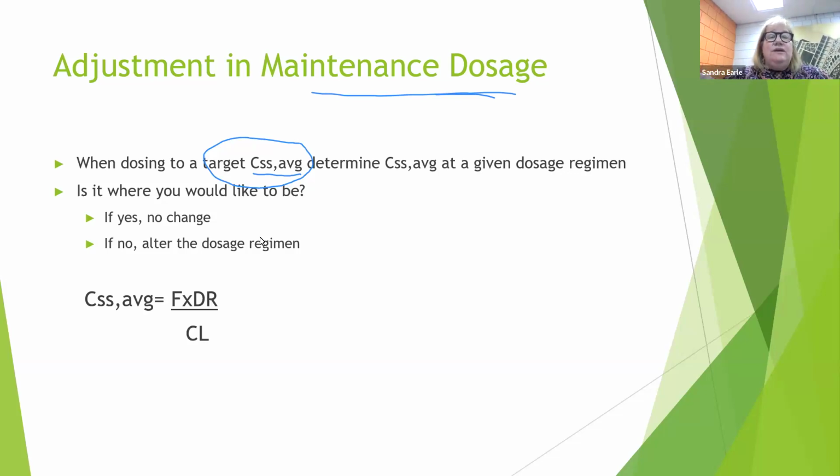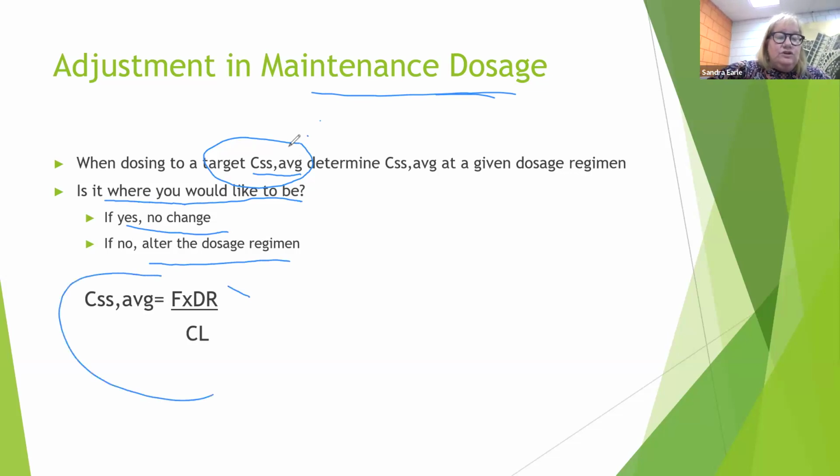So what happens when our CSS target is not where we want it to be? So we draw a concentration and you ask yourself, is it where we'd like it to be? If yes, no change. We leave our dosing regimen alone. If no, we're going to alter our dosing regimen.